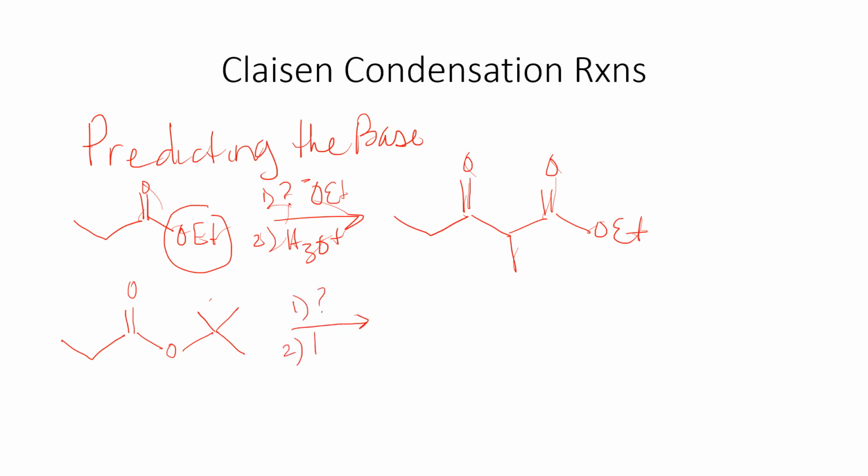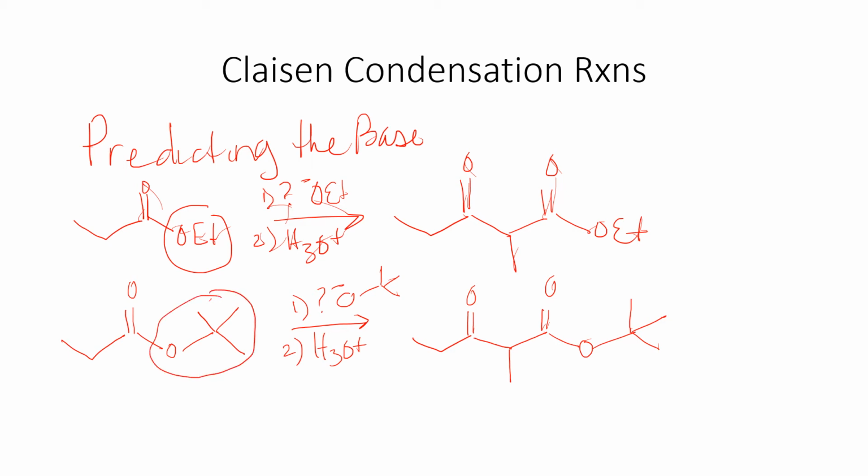what base should we use? Again, in order to get our beta keto ester in this sense, it would be that's the base we would want to use. We want the base for the Claisen condensation to be the same as that of the ester group.